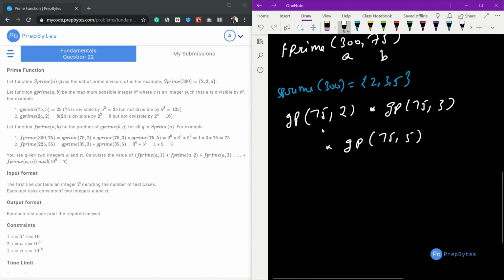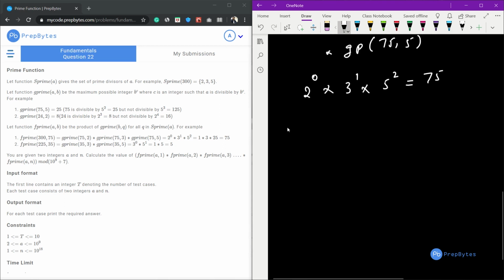So once we calculate g prime of all these values, for 75 and 2 the value will be nothing but, since 75 cannot be divided by 2, 2 to the power of 0. Now 75 can be divided by 3 once, so 3 to the power of 1, and 5 divides 75 two times, that we have seen, so the exponent is 2. So the answer becomes nothing but 1 into 3 into 25, which is 75 itself. Okay, now you can see for f prime of 225 and 35 also how this value came.